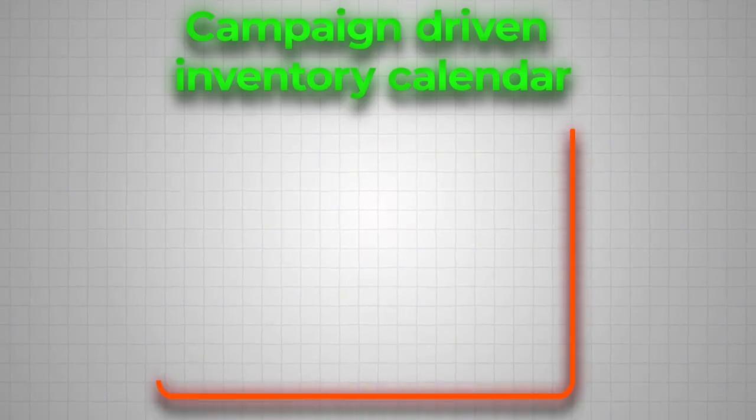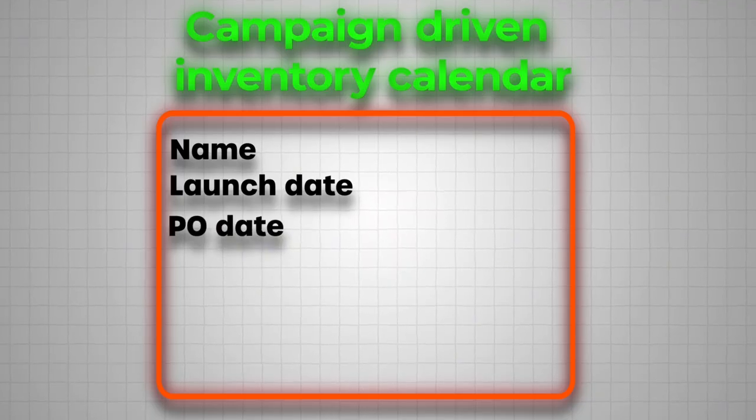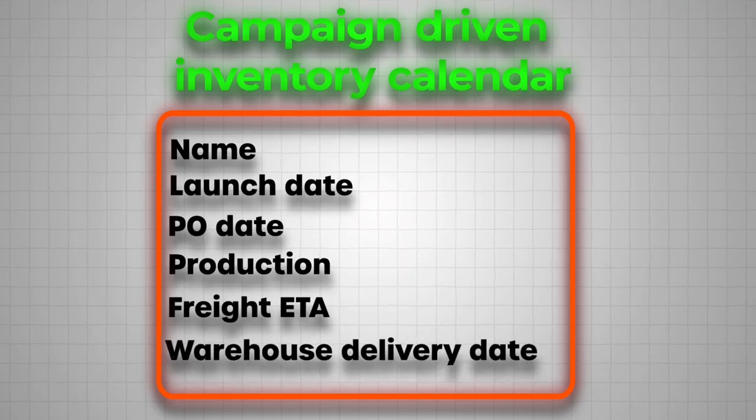Create columns for campaign name, ad launch date, PO date, production window, freight ETA, and warehouse delivery date. Fill in the key dates for your next 90 days. Then highlight PO deadlines at least 16 to 20 weeks before the campaign start, depending on your vendor's lead time. Next, share this document with marketing, your ops or supply chain team, and finance. Open Google Calendar, mark the next big ad campaign date, count back 20 weeks, and confirm your POs are placed by then.